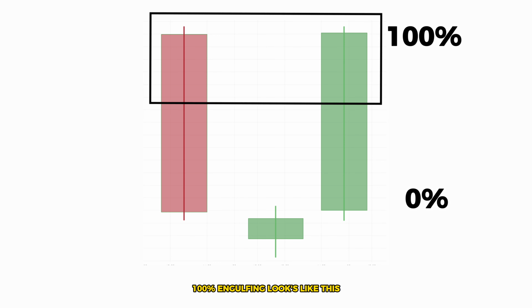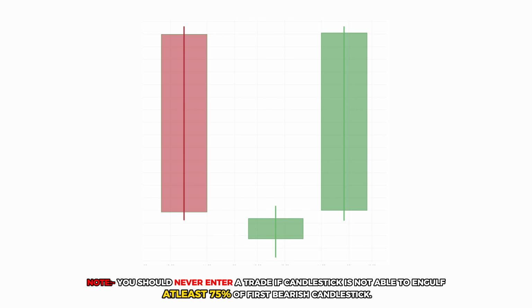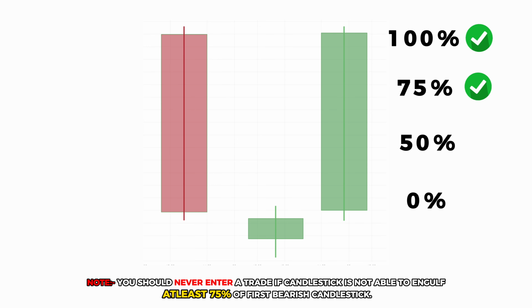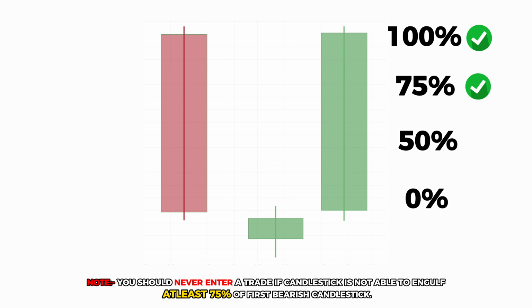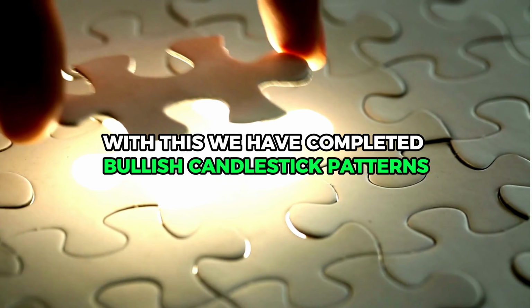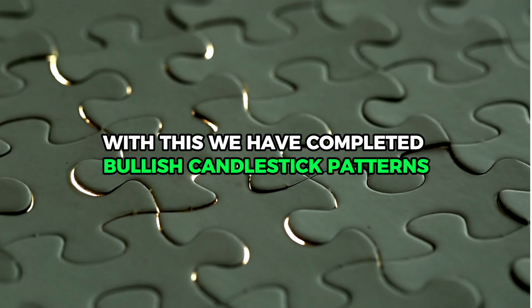100% engulfing looks like this. Note, you should never enter a trade if the candlestick is not able to engulf at least 75% of the first bearish candlestick. With this we have completed bullish candlestick patterns.